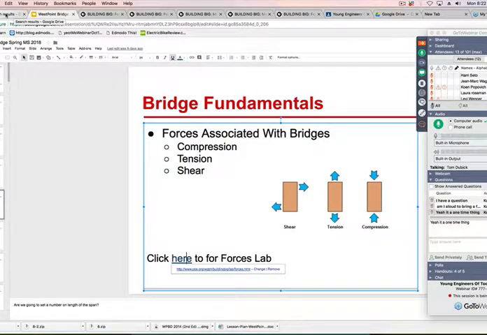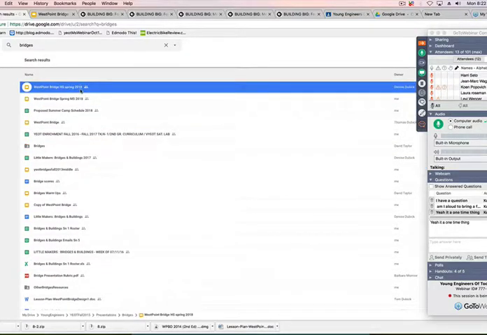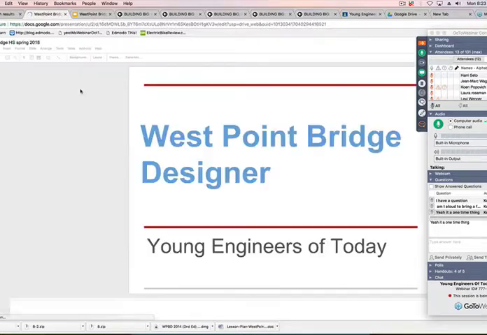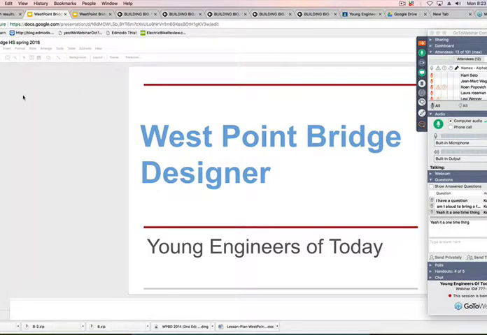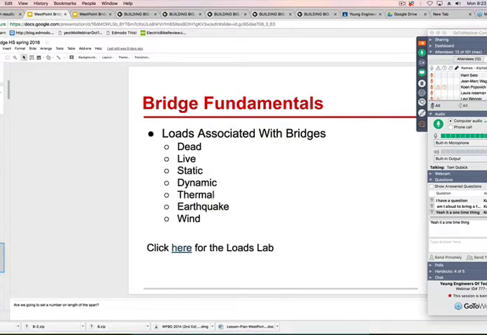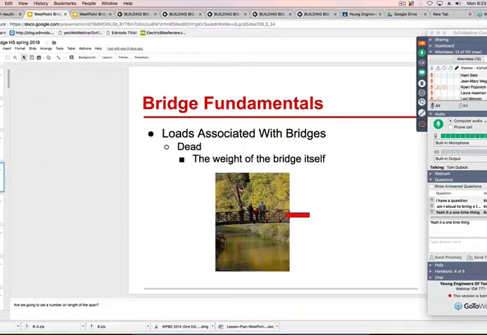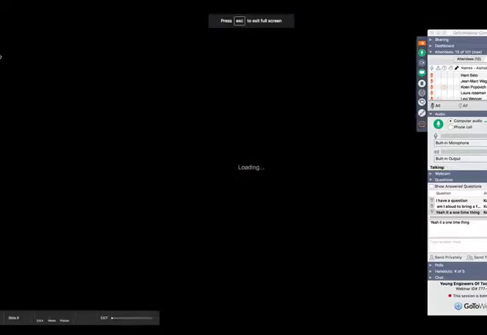Let me do this. Let me go back. I'm just pulling up my high school version because we get into some math later that I want to use. All right, so now we've got force, compression, and the forces lab. Now, the weight of the bridge itself, that's considered the dead load. Live load is the people inside the bridge. All right.